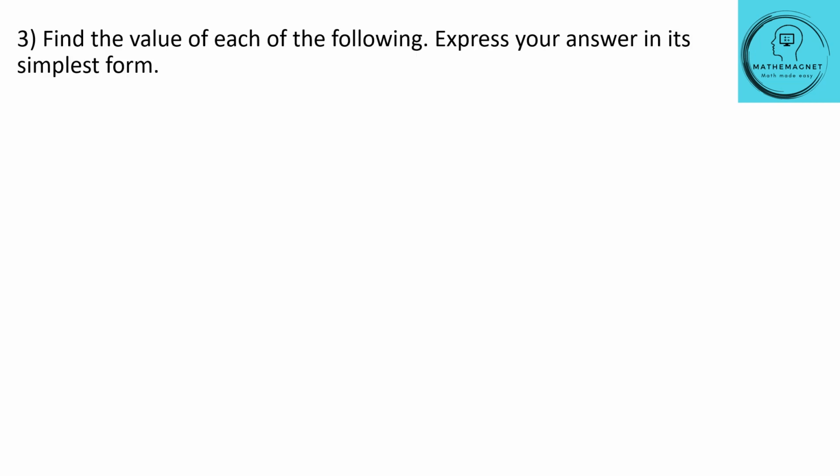Question 3. Find the value of each of the following. Express your answer in its simplest form. 5 by 6 divided by 1 by 6 is equal to 5 by 6 into 6 by 1. 1 by 6 gets flipped into 6 by 1. So division becomes multiplication. 1 by 6 gets flipped. It becomes 6 by 1. Now 6 and 6 can be cancelled out. It becomes 5 into 1 by 1 into 1, which is equal to 5.